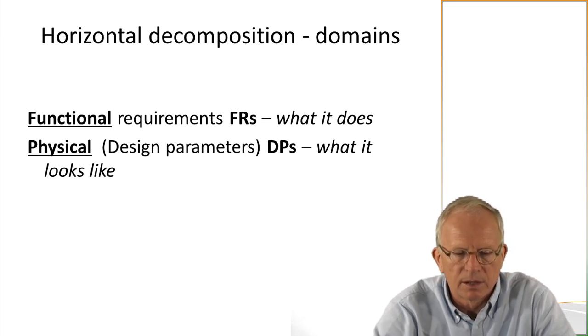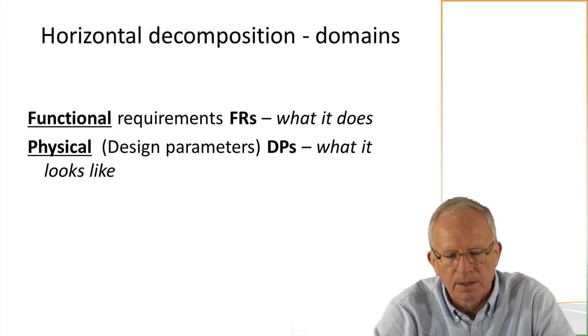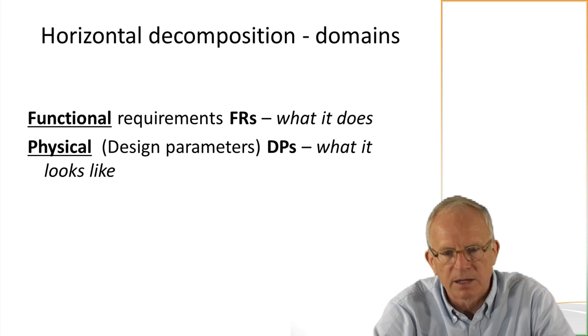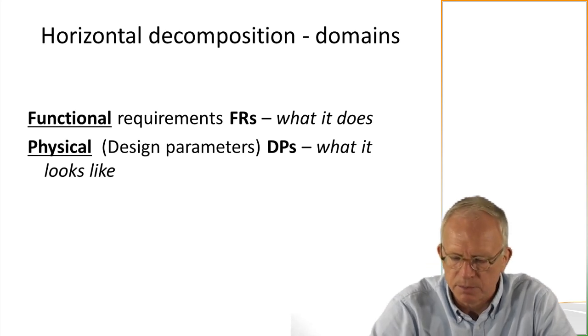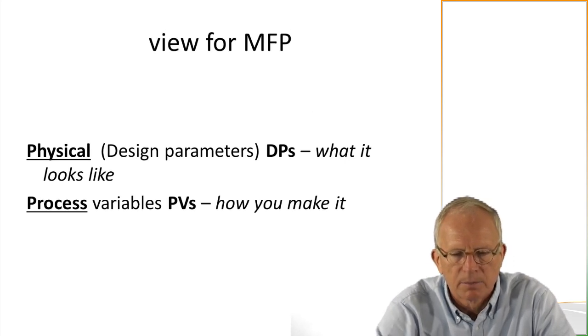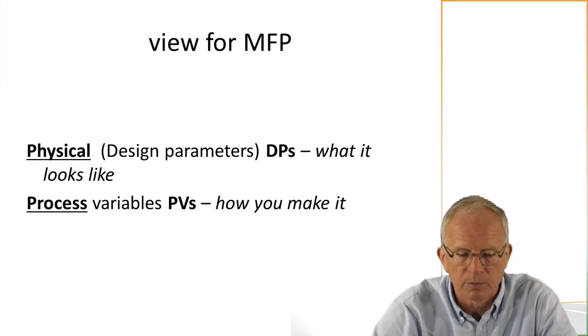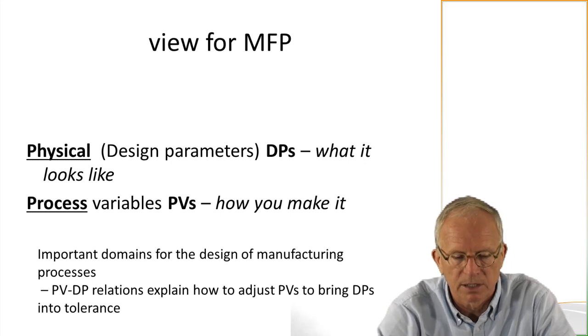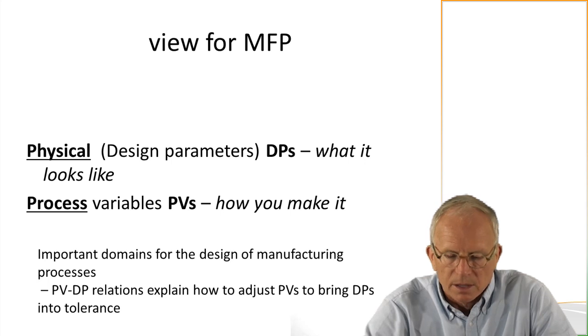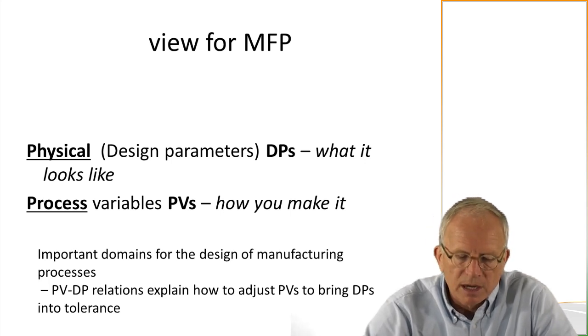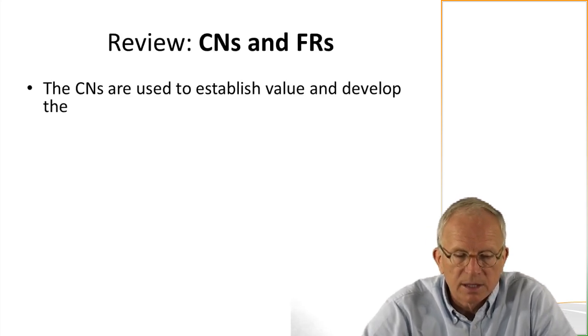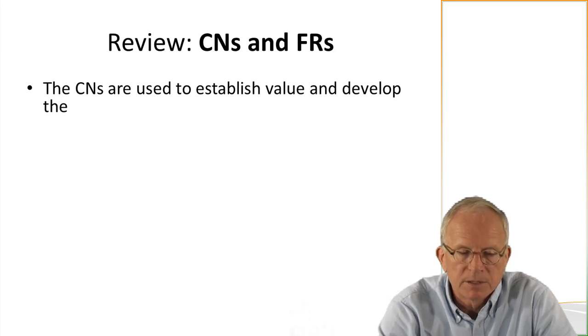Most of the literature on axiomatic design deals with FRs and DPs in this way. But for manufacturing processes, this of course is important, and we will look at that in some detail later. So what we're looking for in that is how do we adjust the DPs to get the DPs and tolerance. So, very quickly, CNs and FRs.